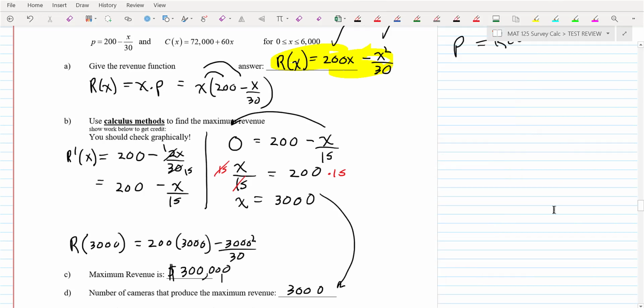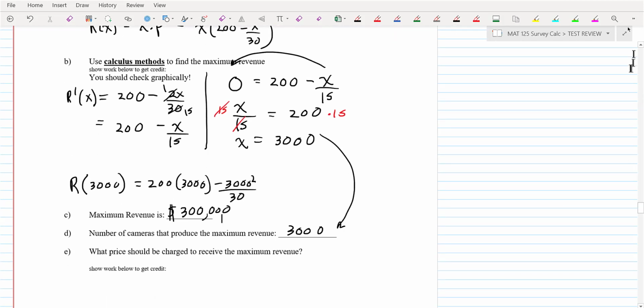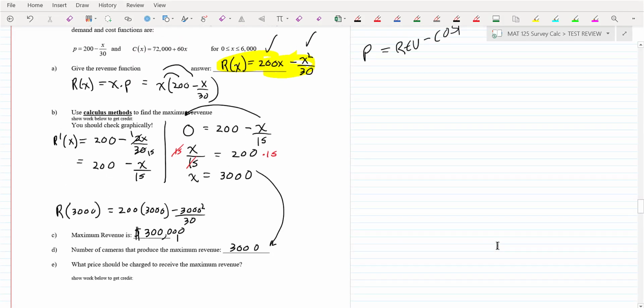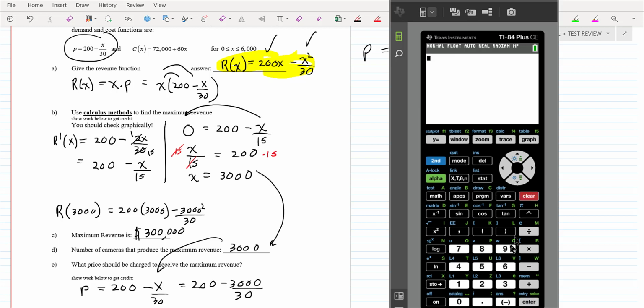Okay, and the last question is, what price do you charge? So what do you need to do there? You've got a price function, right? Your price function was given as 200 minus x over 30. So what you do is just plug in the 3,000. So you'd have 200 minus 3,000 over 30. You put that in your calculator, and that gives you the optimum price that will maximize your revenue. So 200 minus 3,000 divided by 30 gives $100. So that's it.